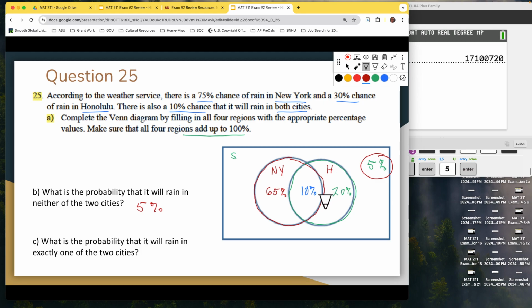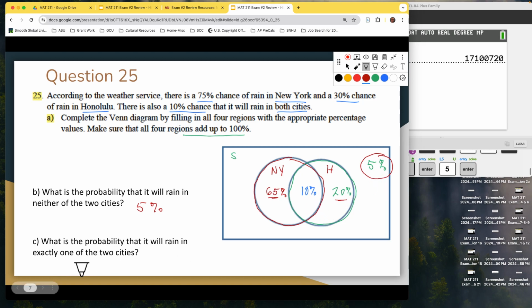What is the probability it will rain in exactly one of the two cities? Just one of them. Well, there's a 65% chance it only rains in New York and a 20% chance it only rains in Honolulu. That's what these numbers represent. Only New York, only Honolulu. Not in both, not in neither, just in one or the other.